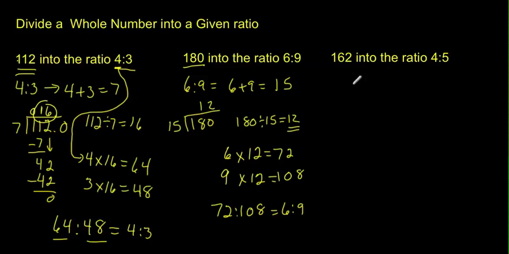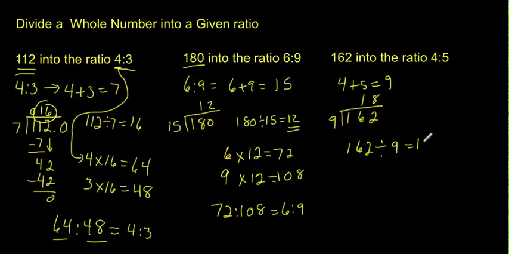162 into the ratio of 4 to 5. Well, we take 4 and add 5, which equals 9. And 162 divided by 9 will be 18. I'm pretty confident that's 18, but it might turn out that we're wrong. So 162 divided by 9 equals 18.